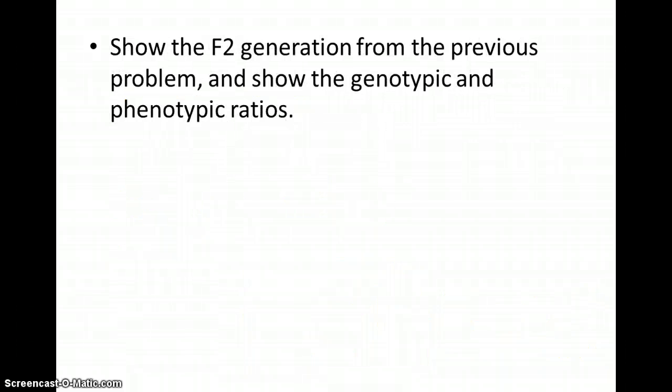Next problem says show the F2 generation from the previous problem and show the genotypic and phenotypic ratios. So if we take one offspring with that genotype and cross it with another offspring of this genotype, we will get this result.